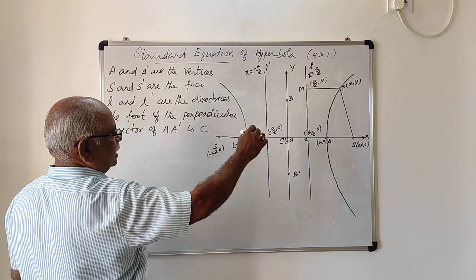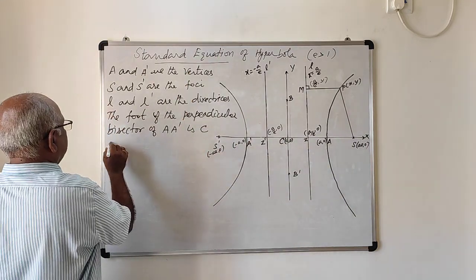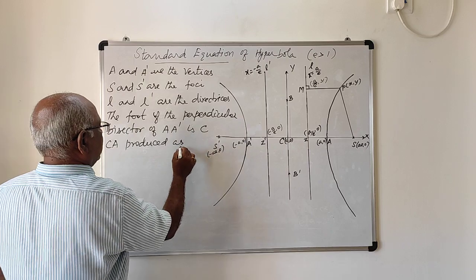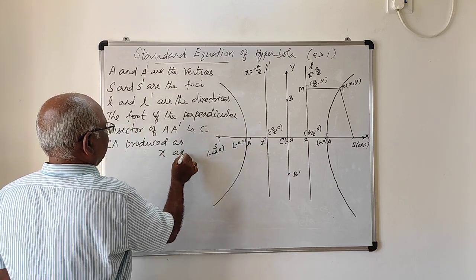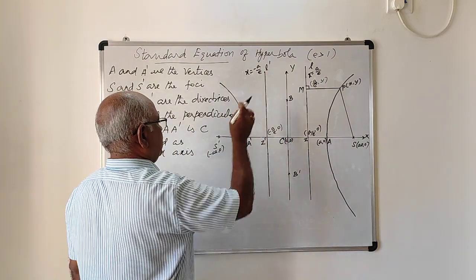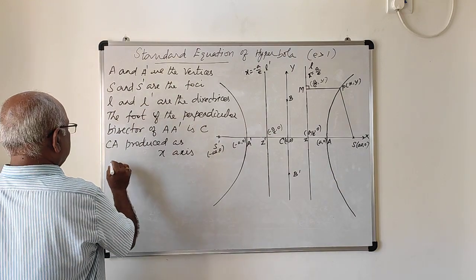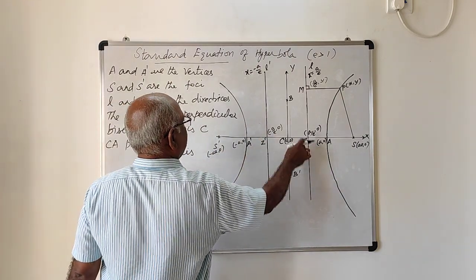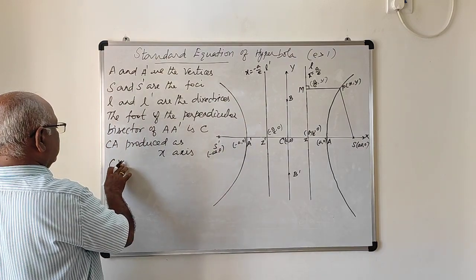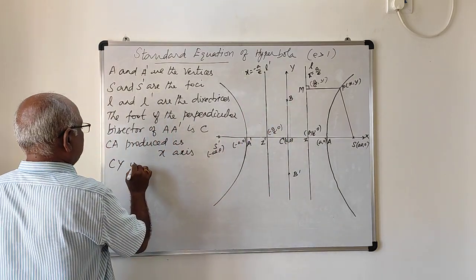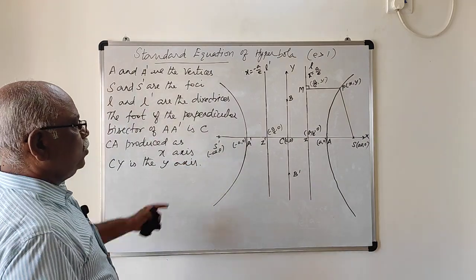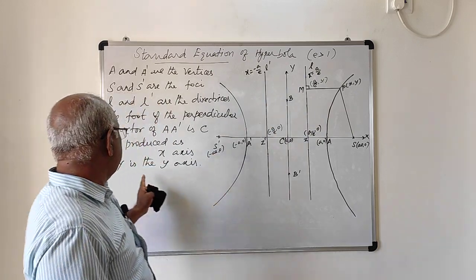And CA produced is the x-axis, and the perpendicular bisector from C is the y-axis. The perpendicular bisector of A A dash is the y-axis. CY is the y-axis.